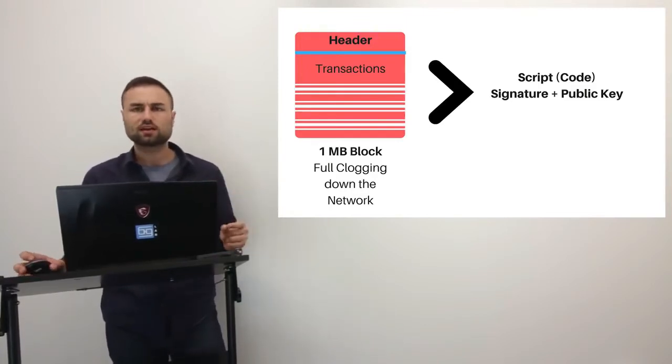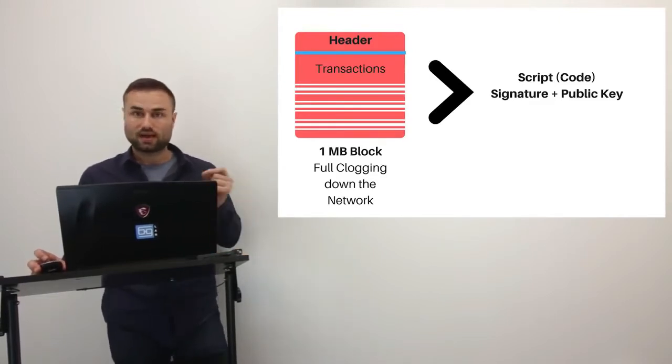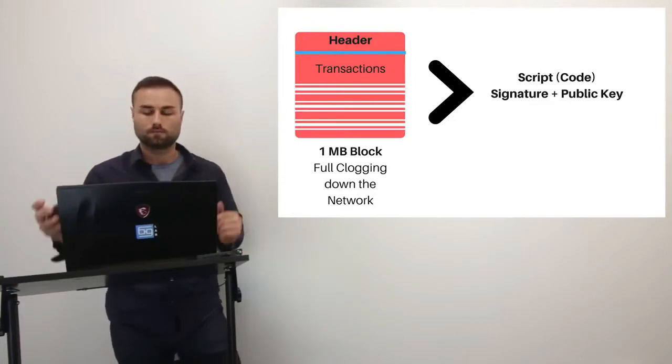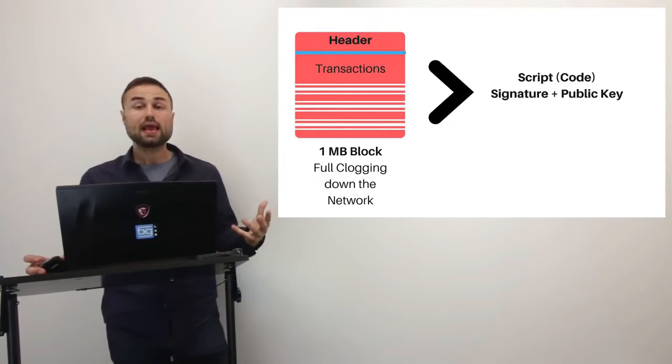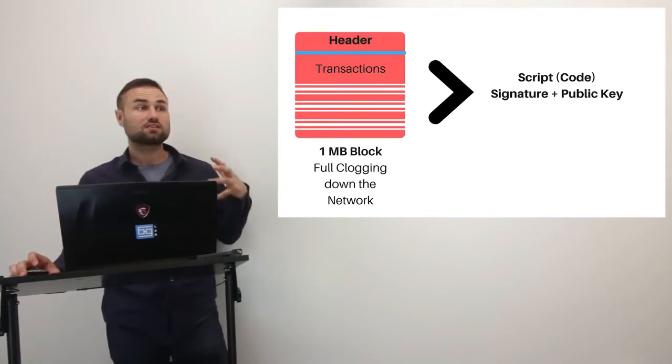Now, within the transaction is something really important. Within every transaction, obviously you have inputs and outputs, but you also have something called a script. We'll just call it code. Within the script, you have your signature that represents you, and you have your public key. All of this is necessary to confirm that it's a legitimate transaction. So that's how the system works right now.